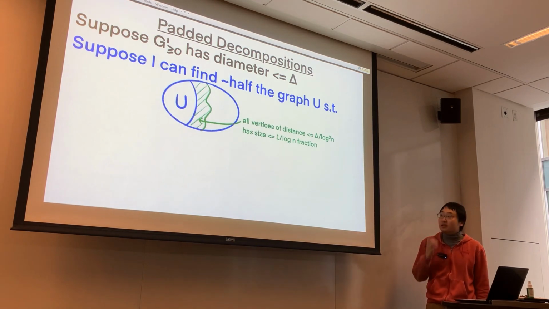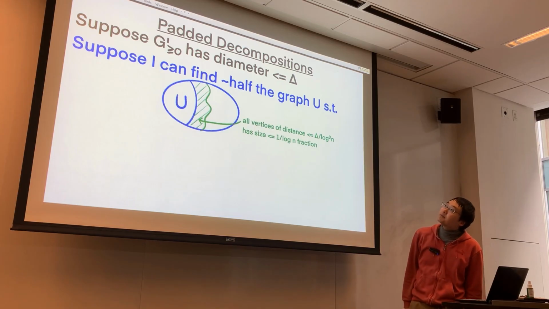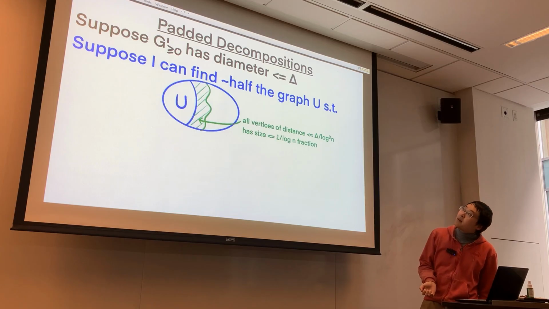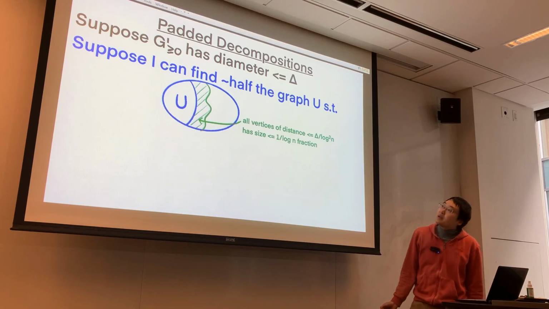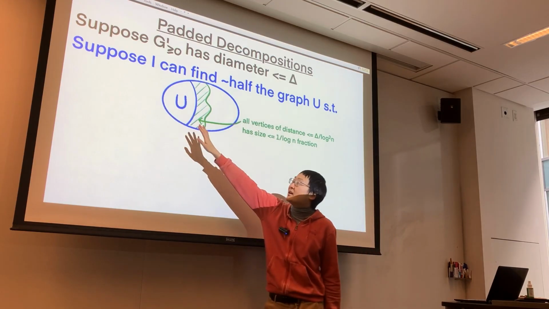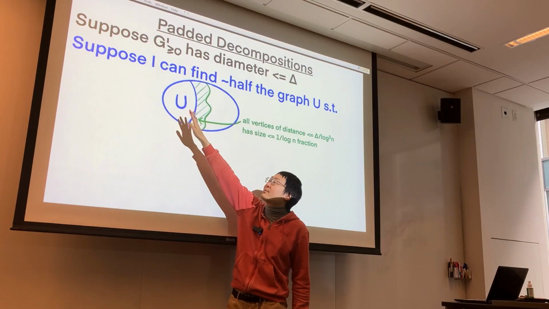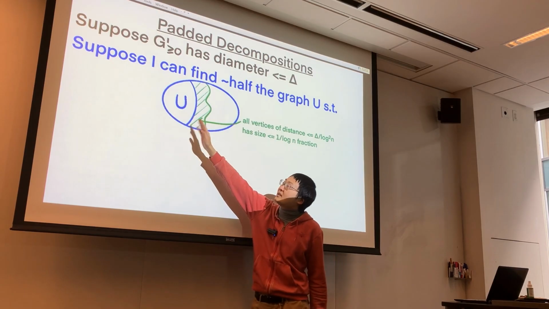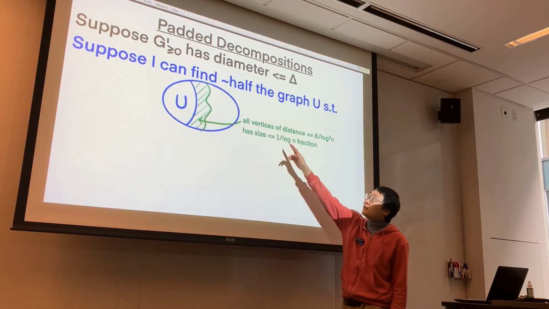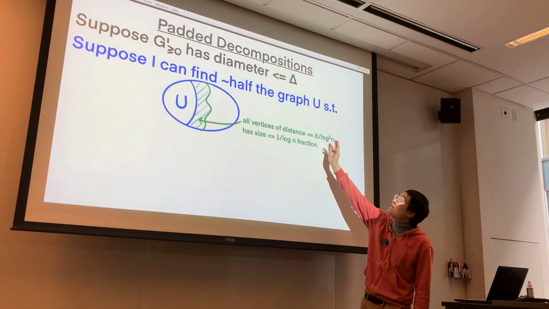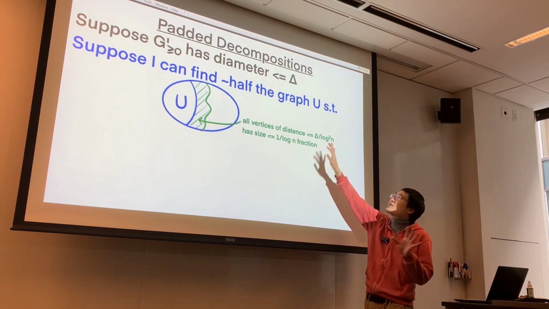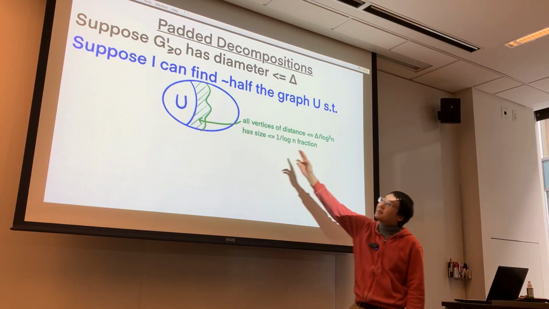Okay, so here's the idea. I'm essentially going to add some notion of padding to these decompositions. Here's an ideal setting. Suppose I can find about half the graph, like half the number of vertices or edges, such that we define the padding of, let's say, U to be all vertices of distance at most, let's say, delta over log squared n. Again, think of it as delta over some polylog from the set U.